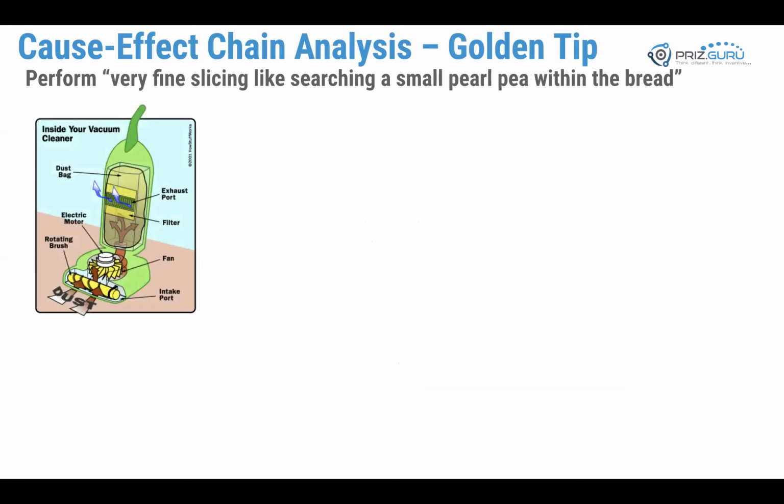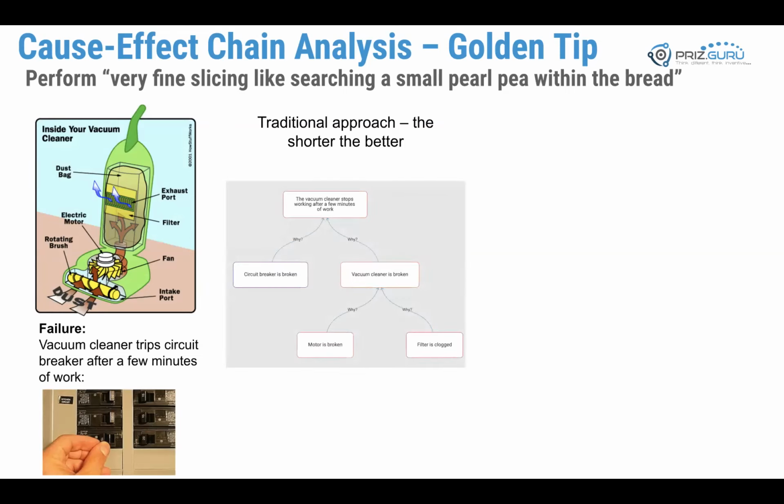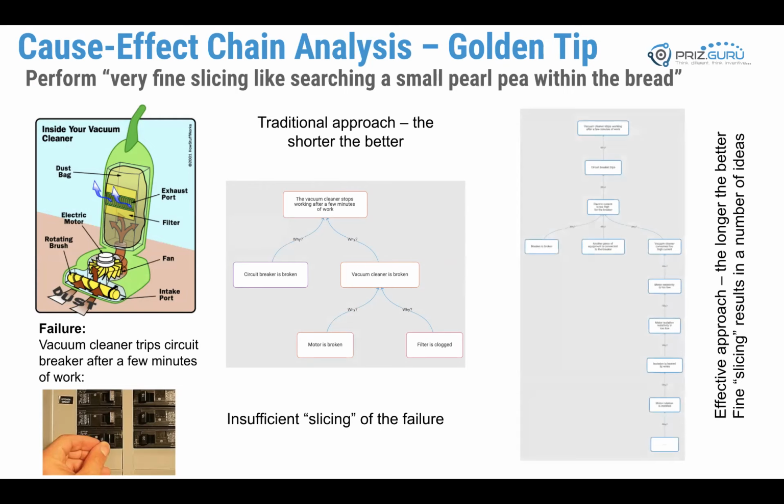That's very, very important. An example that we're using in our training many times is a vacuum that trips a circuit breaker when it works, right? And the traditional approach, the shorter and the quicker, the better. And that's the potential root cause diagram that we might get to. That's not very useful because we don't have enough details, or we can miss the actual details. Now, a much better, much more effective approach is slicing it as thin as possible and going into as much detail as we need to find the root cause.